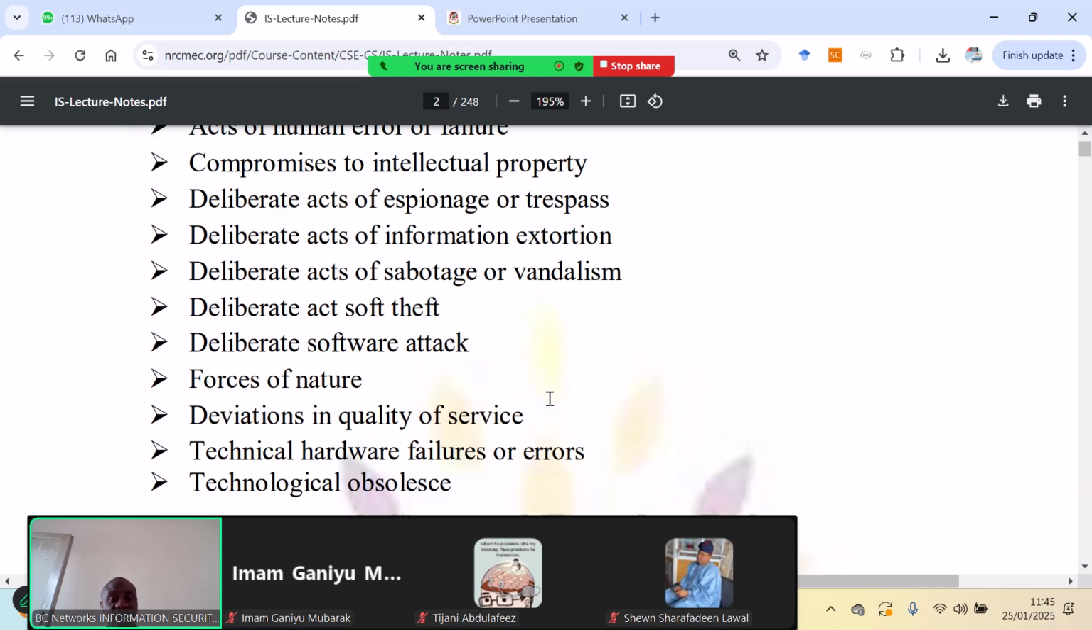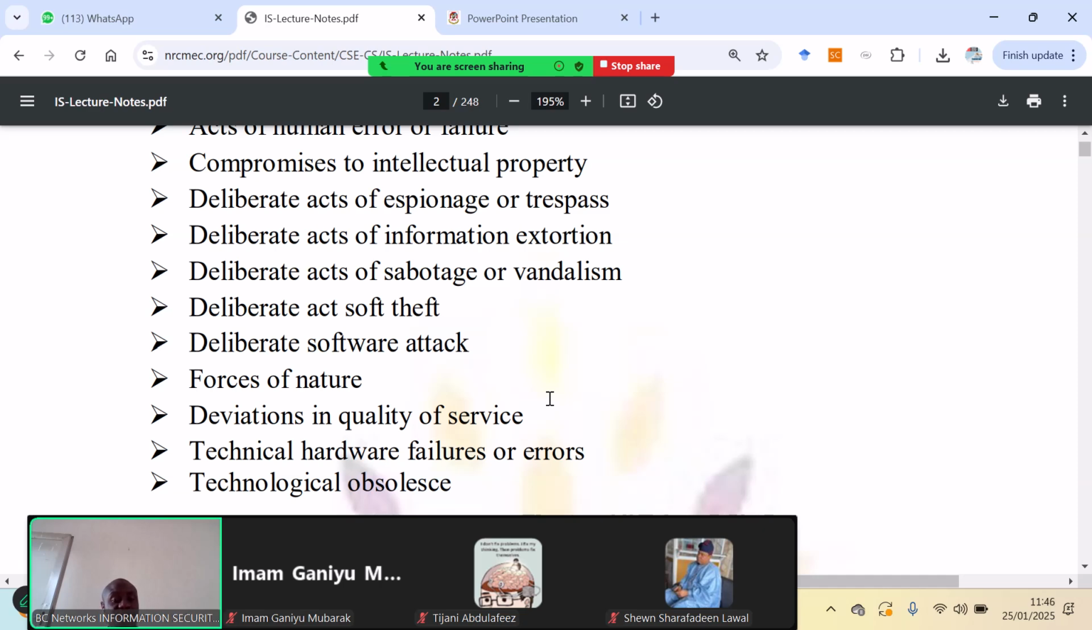Okay? Deliberate software attack. Maybe in a time of trade conflict or superiority over a vendor, there might be a development of software to threaten an existing organization that is using a software, just to create a kind of buy-in of a software. Okay? Force of failure.